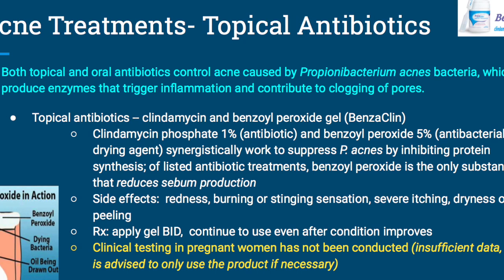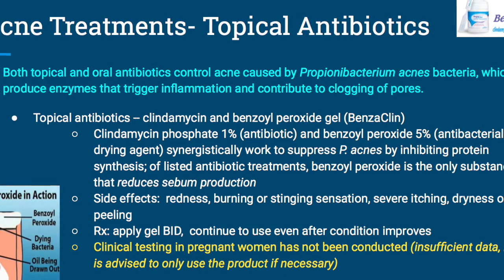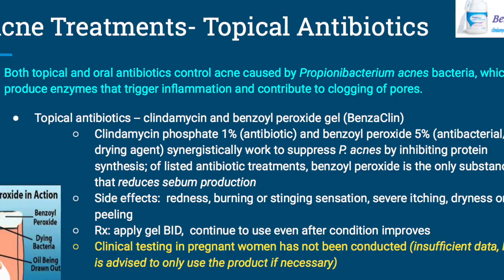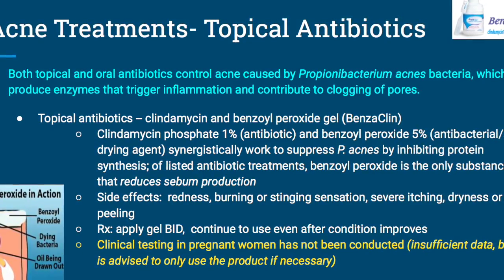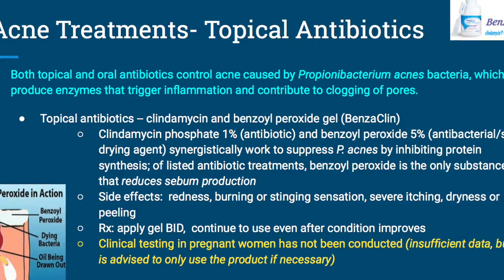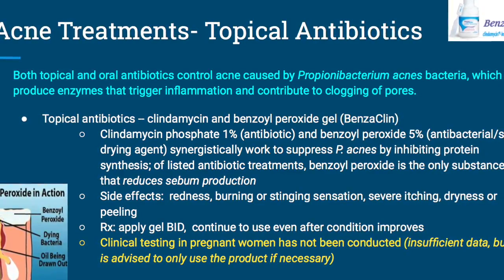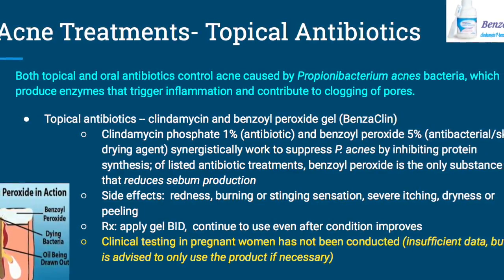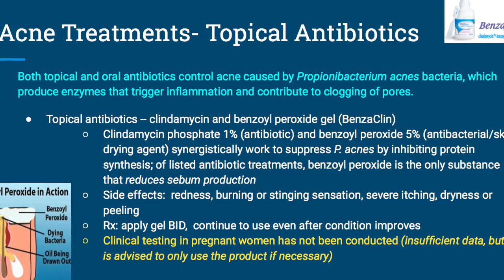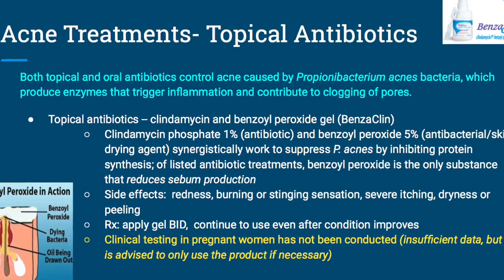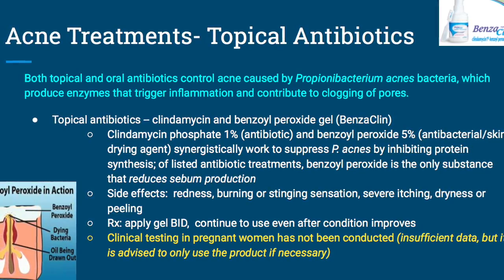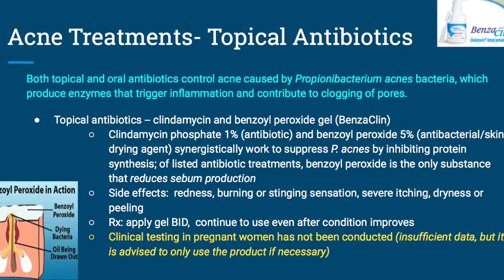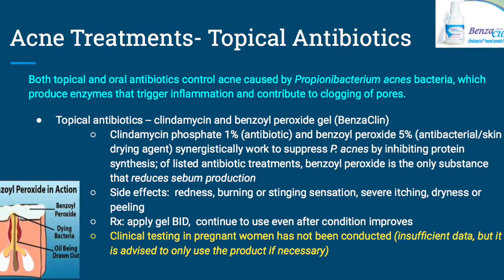In addition to retinoids, a common second-line treatment are antibiotics, both in the topical and oral form. P. acnes works by producing enzymes that trigger inflammation and will contribute to the clogging of pores. So antibiotics work to suppress P. acnes by inhibiting protein synthesis. An example of a topical antibiotic is clindamycin, and that is used in conjunction with benzoyl peroxide gel, which is the only substance that will actually reduce sebum production.